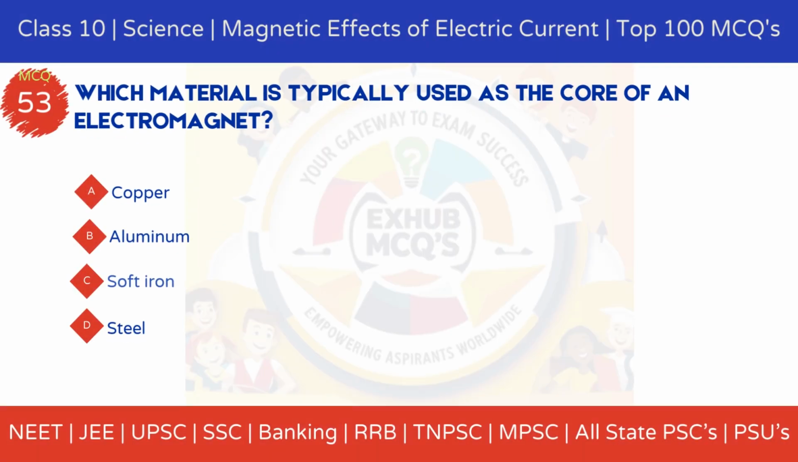MCQ 53. Which material is typically used as the core of an electromagnet? Option A, copper. Option B, aluminum. Option C, soft iron. Option D, steel.